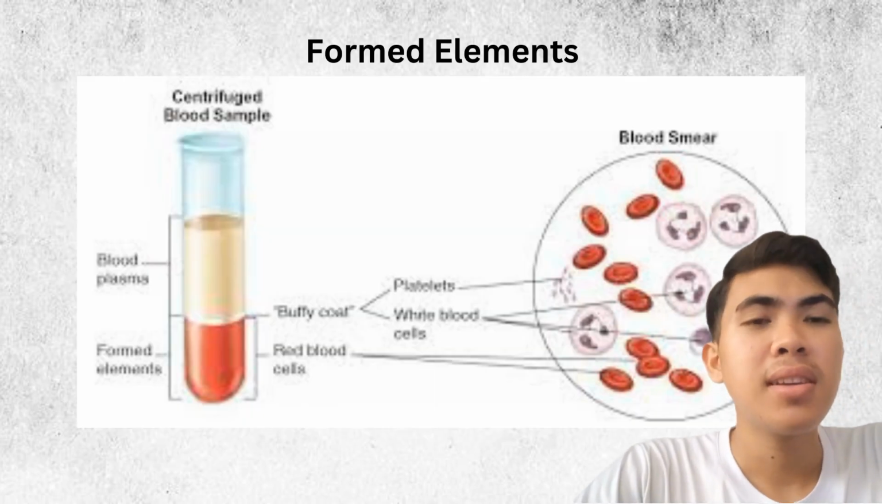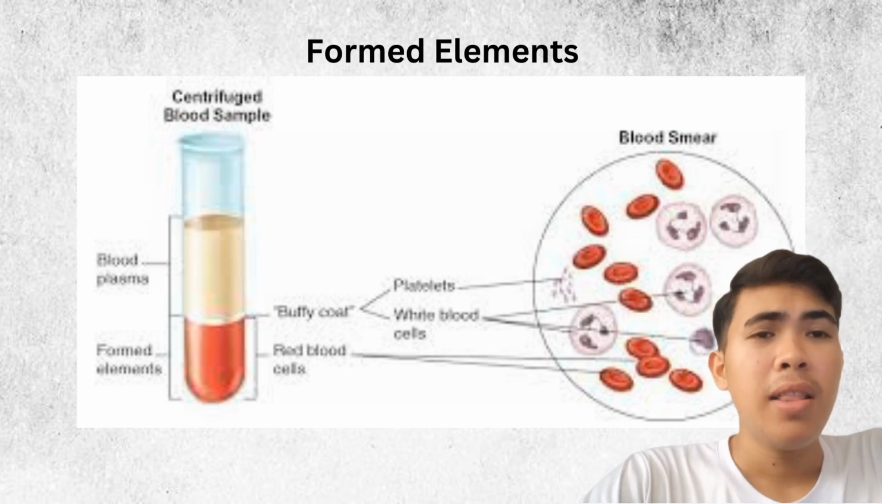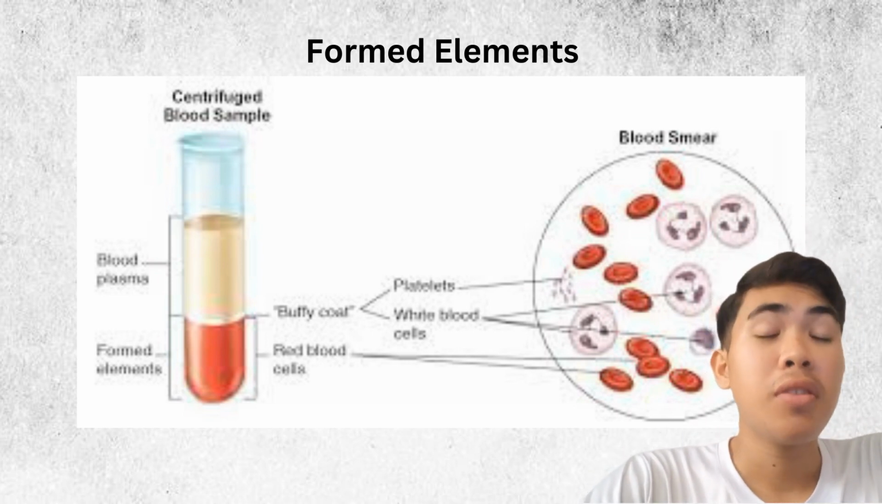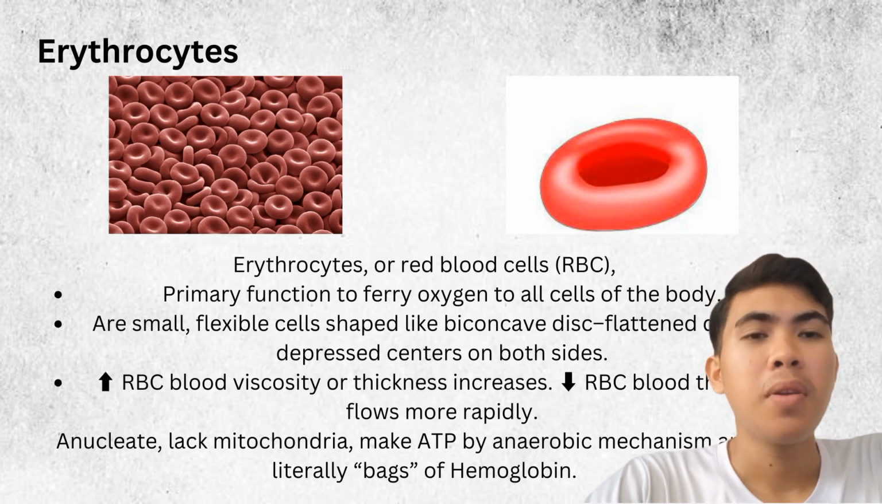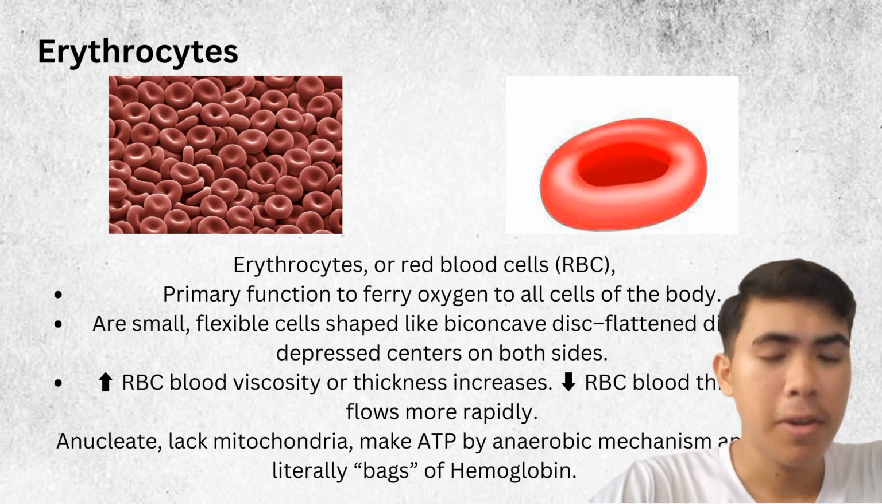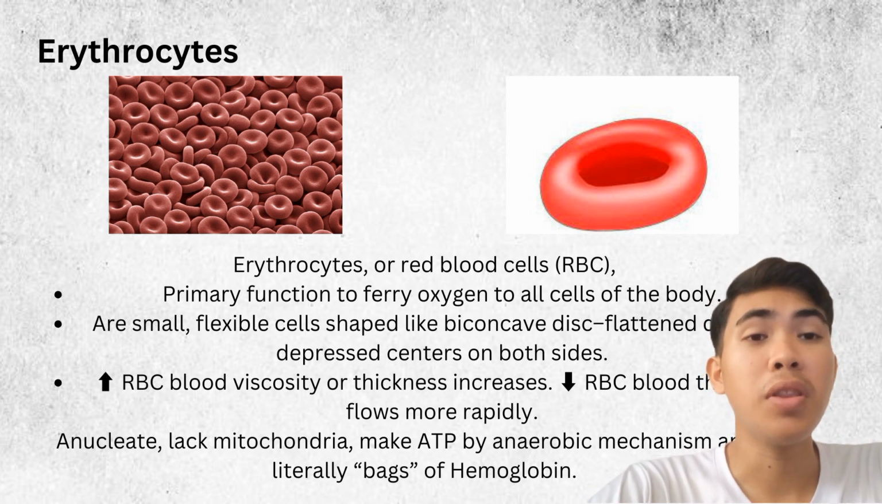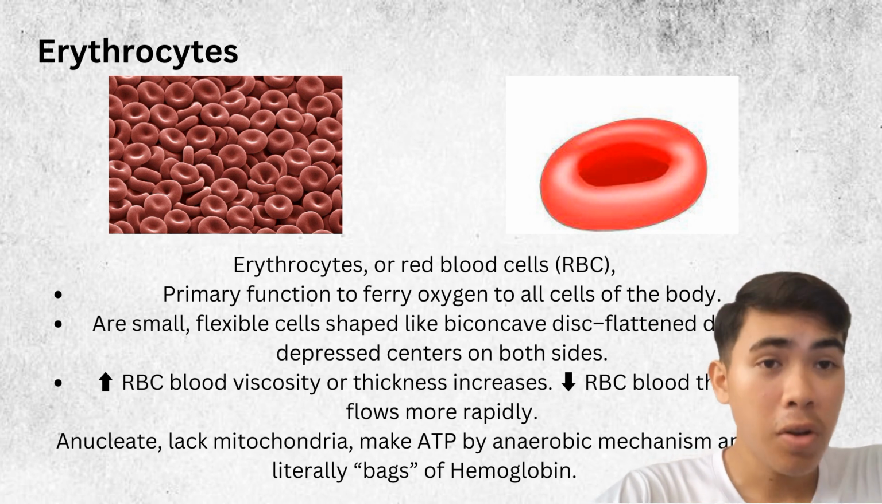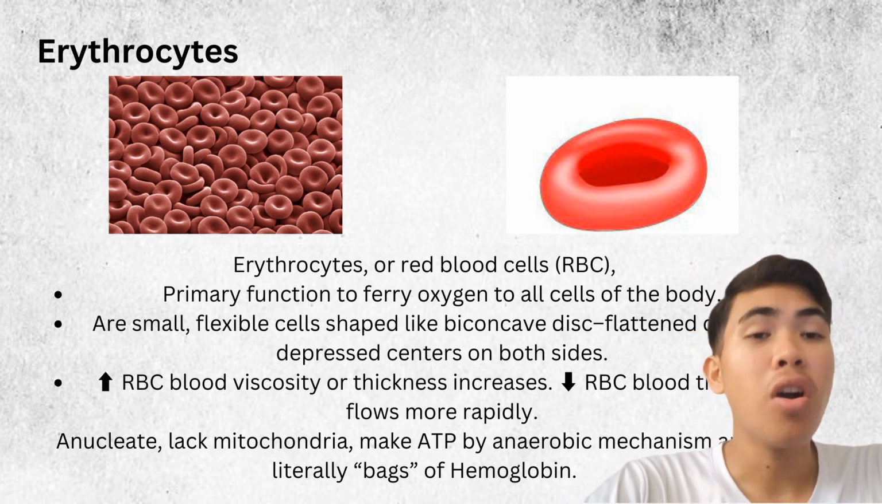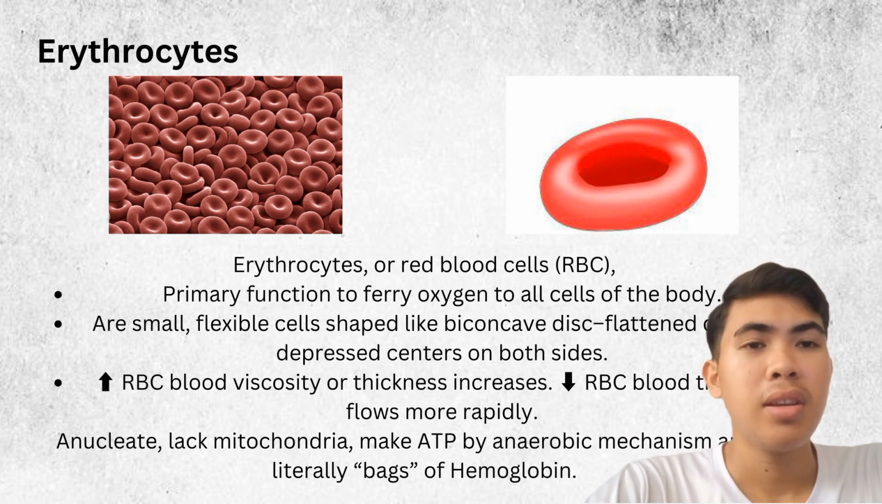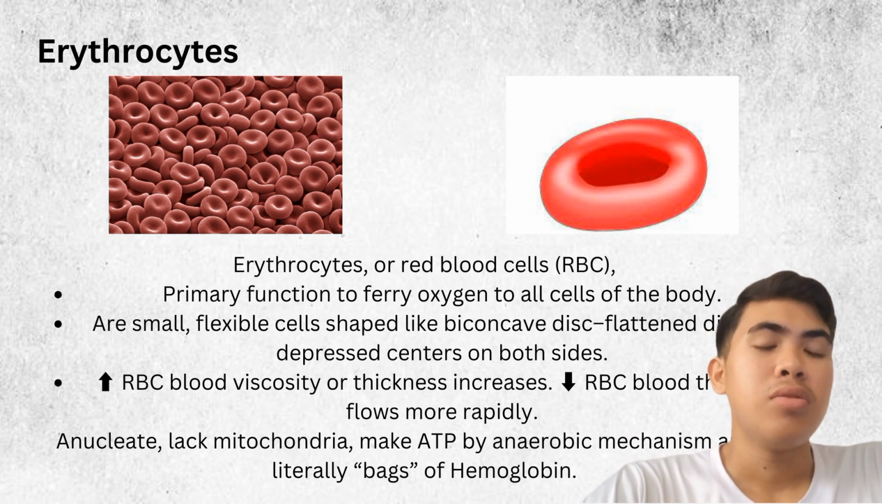So now let's discuss the formed elements. Now the formed elements are composed of erythrocytes, leukocytes, and platelets. Let's first discuss erythrocytes. Now erythrocytes occupy 45% of the blood. They are also known as red blood cells or RBC. Now its primary function is to ferry oxygen to different parts of the body or to all cells in the body.